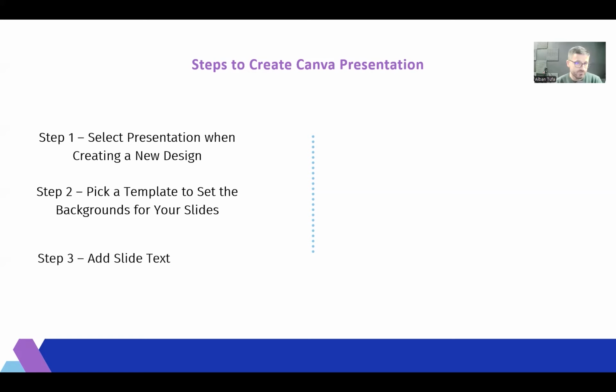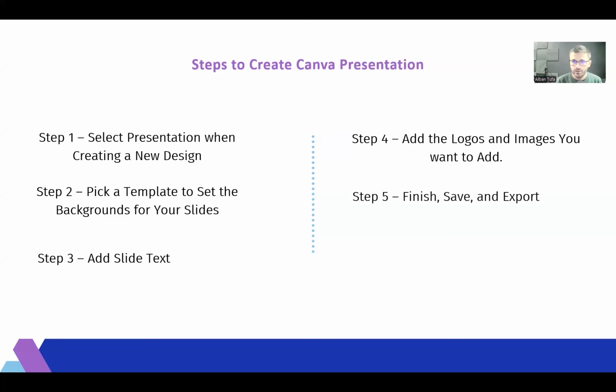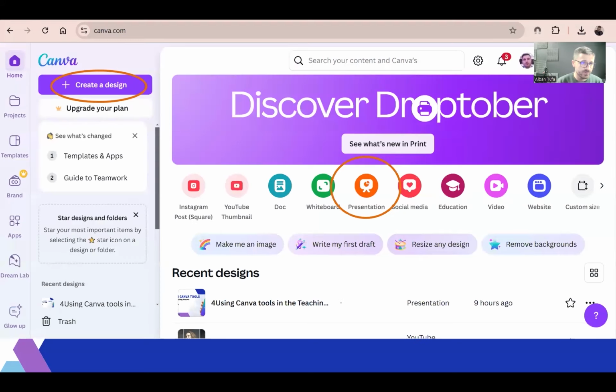After choosing a template, or after choosing what we are going to incorporate in a visual way, we need to add or input the slide text. And after that, we can add the logos or images that we want to put on it. After that, we need to finish, save and export the material. And the 6th one is sharing or presenting. Here are 6 steps that are suggested by Canva when we go into it. But let's have a look in a practical way.